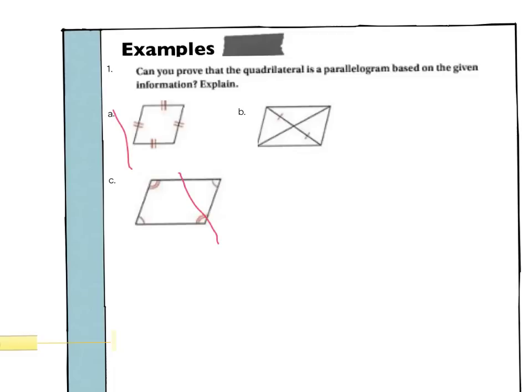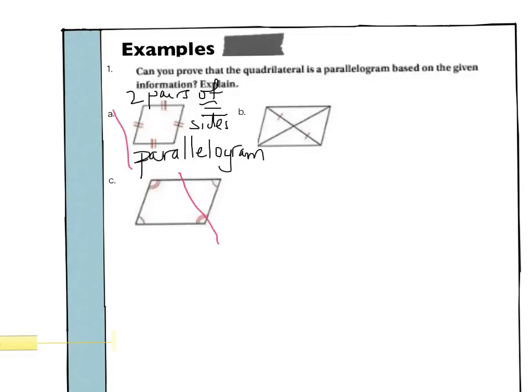All right, we're on to our examples. Can you prove that the quadrilateral is a parallelogram based on the given information? So for A, if we look at the figure, we see that we have 4 sides that are all congruent. So again, if you have at least 2 sides that are opposite and congruent, you have a parallelogram. And since all the sides are congruent, it is at least true that we have 2, so this is yes, a parallelogram. Our reason is because we have 2 pairs of congruent sides.